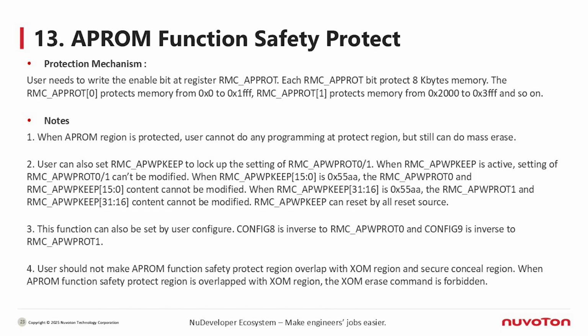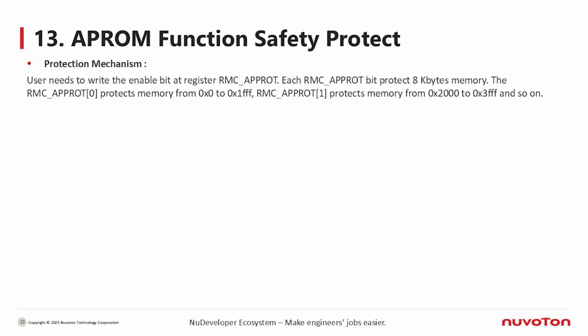Next, I will introduce the safety protect function in APROM. User needs to write the enable bit at register RMCA_PPROT. Each RMCA_PPROT bit protects 8 kilobytes of memory. RMCA_PPROT 0 protects memory from 0x0 to 0x1FFF. RMCA_PPROT 1 protects memory from 0x2000 to 0x3FFF, and so on. Please pay attention to the following notes.